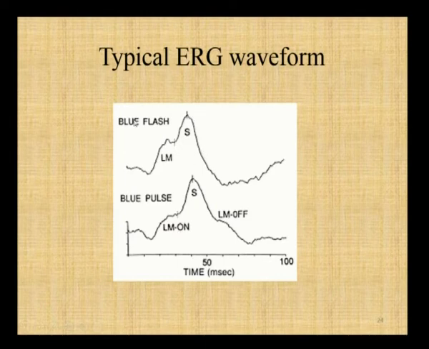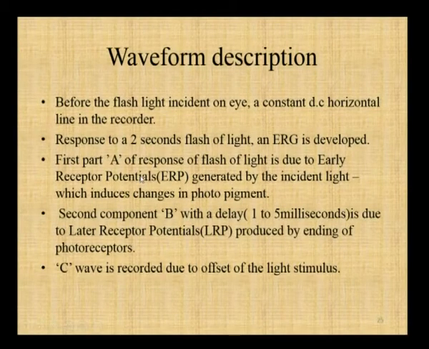When you consider the waveform, before going into the measurement there will be a constant DC horizontal line displayed in the output of the recorder. Then when the flashlight is incident on the eye, the action potentials produced by the eye will be recorded. The response is obtained within 2 seconds. Because of that potential, your ERG waveform will be developed.